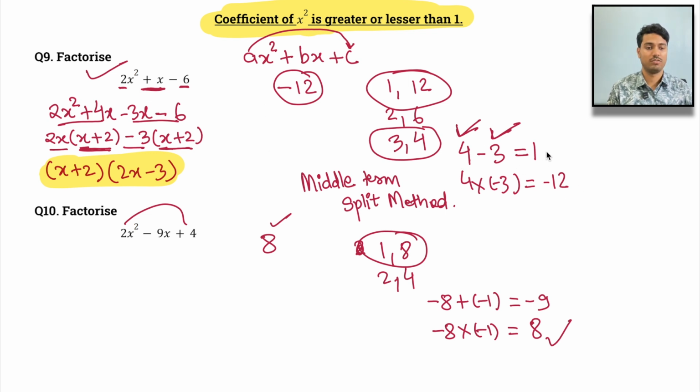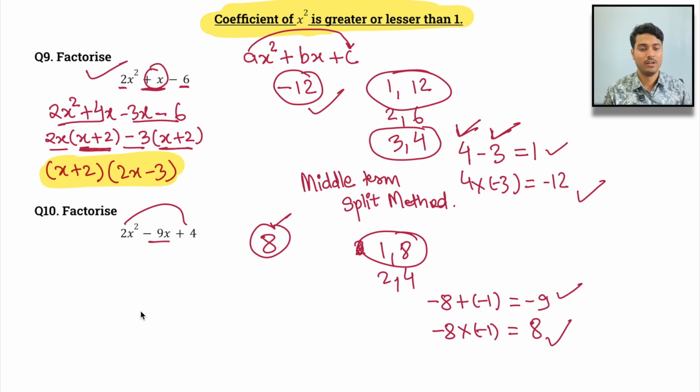we checked for positive 1, which is the middle term, and negative 12, which is the product of A and C, this negative 12. Similarly, we have to check this 8 and the middle term, which is negative 9. So negative 9 and 8. So now again, we'll split the middle term with negative 8 and negative 1. So we can write it as 2x squared minus 8x minus x plus 4.